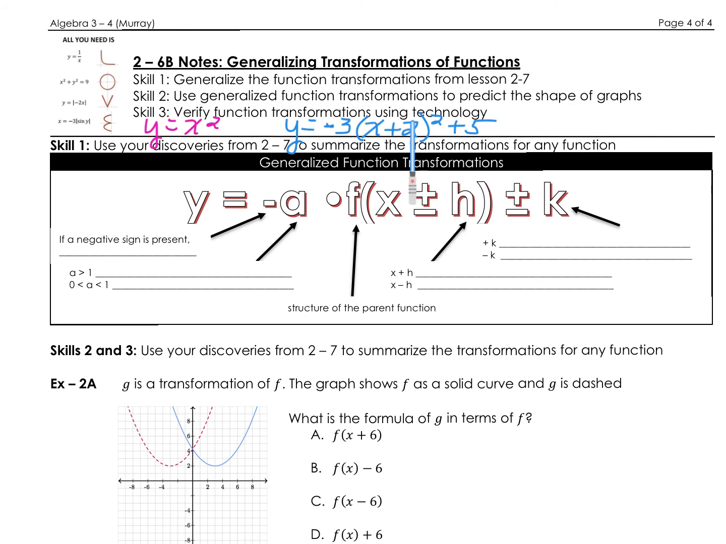You have a plus 2. This is inside the function because the function is x squared. The plus 5 is outside the function. And then this negative 3 is being multiplied to the function. So this will start with a negative. This negative here means that there would be a reflection over the x-axis.